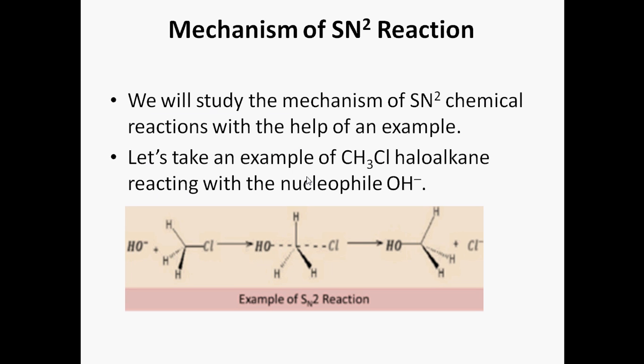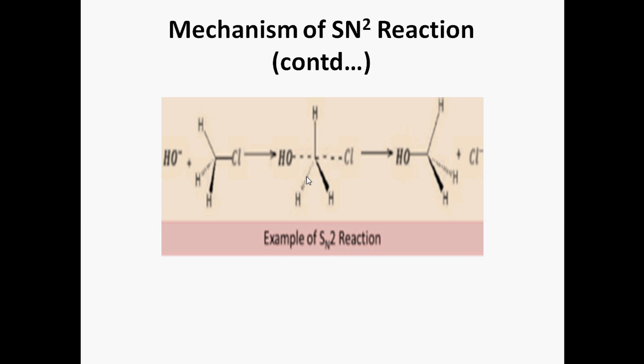But this transition state, the middle compound, is very unstable, since carbon is attached to 5 atoms, which is impossible because carbon has a valency of 4, so it immediately converts into the final product. So this is the mechanism, and the final product is formed. This transition state is unstable, so the final product is formed.